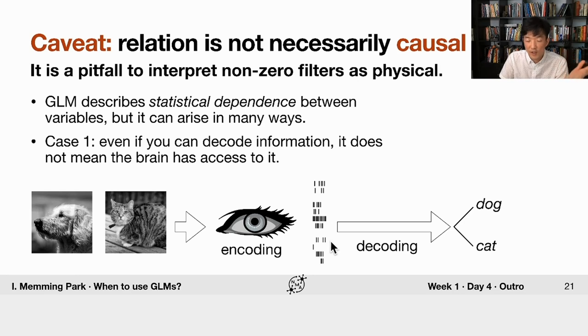And if it's not cat or dog but some other feature, some esoteric feature that you have extracted from this, that does not mean the brain has access to it. It might be in a form that the brain cannot extract. So you have to always be careful not to overinterpret what you get from the decoding results.